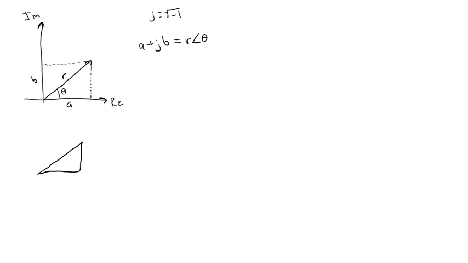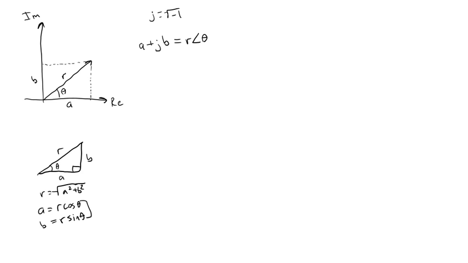And obviously I have a right triangle there with a, b, and r. So from the Pythagorean theorem, I have r equals square root a squared plus b squared at my angle theta. And I also have a equals r cos theta and b equals r sine theta.